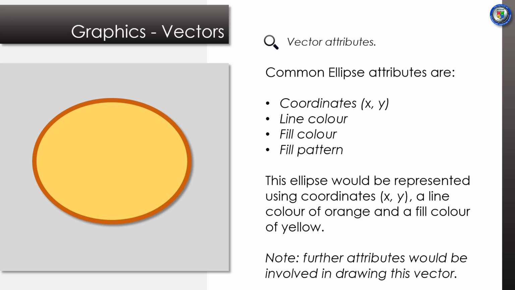Now let's look at the objects and their associated attributes. Let's start with the ellipse. An ellipse would have coordinates, XY coordinates, a line colour, a fill colour, and possibly a fill pattern. This ellipse would be represented using coordinate points, a line colour of orange, and a fill colour of yellow. It's worth noting that further attributes would be involved in drawing this vector.